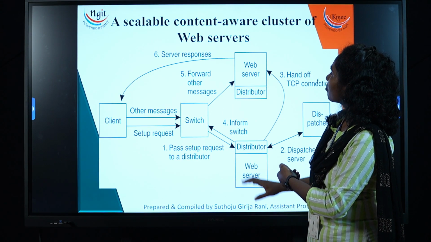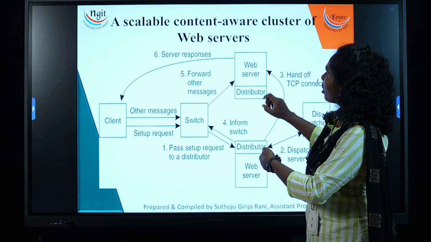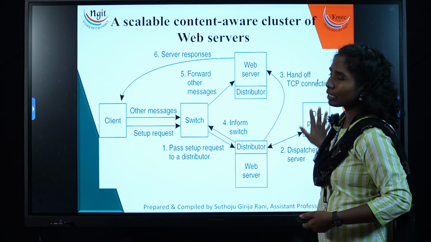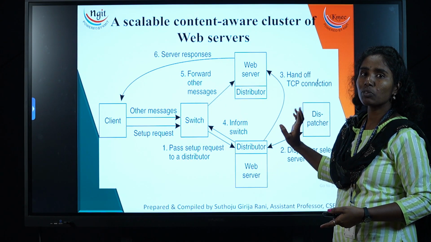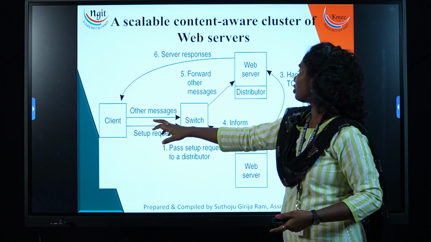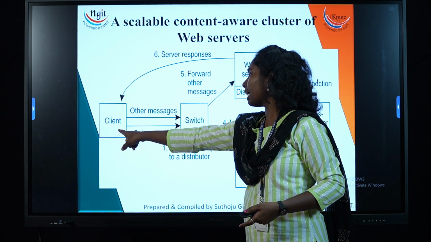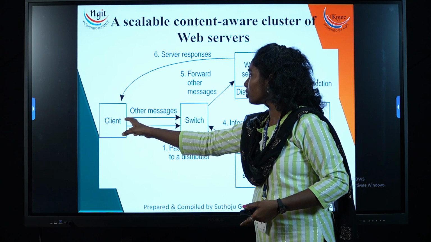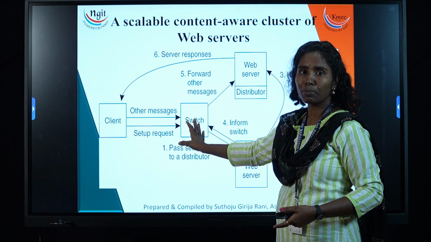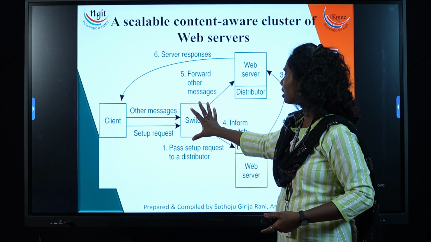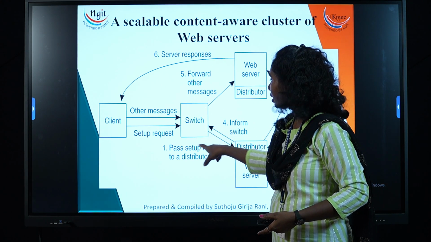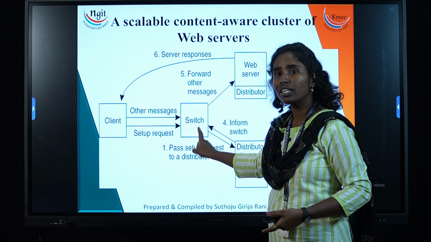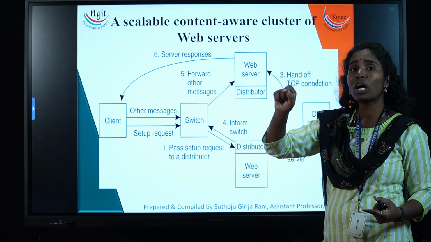So this is one of the content-aware clusters, where we see the full picture of the communication and which process is enabled. First of all, we start with the client. The client will have the browser engine first. From there they start the setup request to the switch. The switch is a very important part between the client and the main processing, because the switch determines which web server you have to connect to.